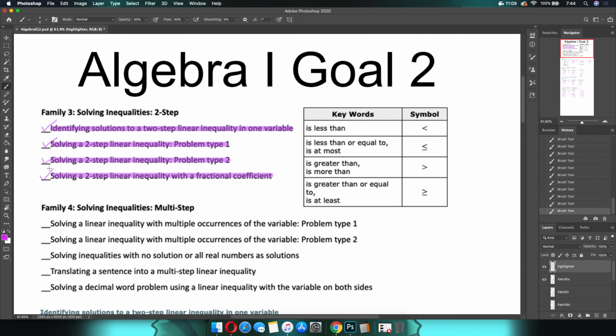You have walkthroughs on what to expect for each of these. Next video is going to be for solving a multi-step inequality.